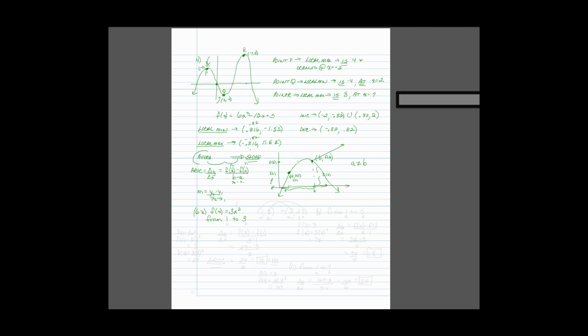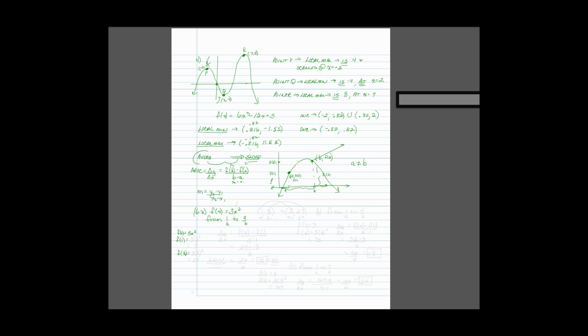So here's what we have to know. I'm going to do this in the margin. I'm going to call this my A, and this my B. It's the same thing as saying x1, x2. Alright? So I have to know that f of x is 3x squared. So what else do I need? I need f of 1, and I need f of 3.